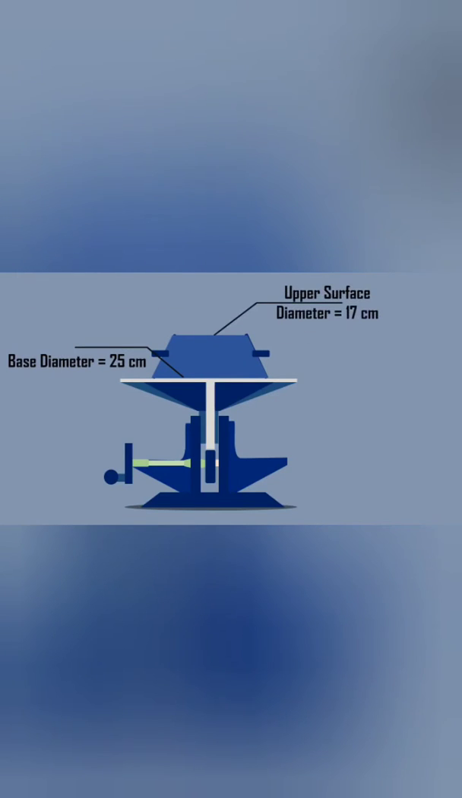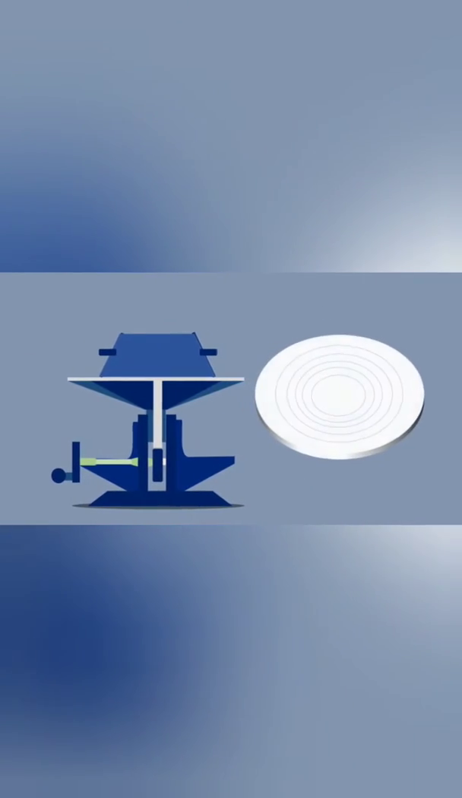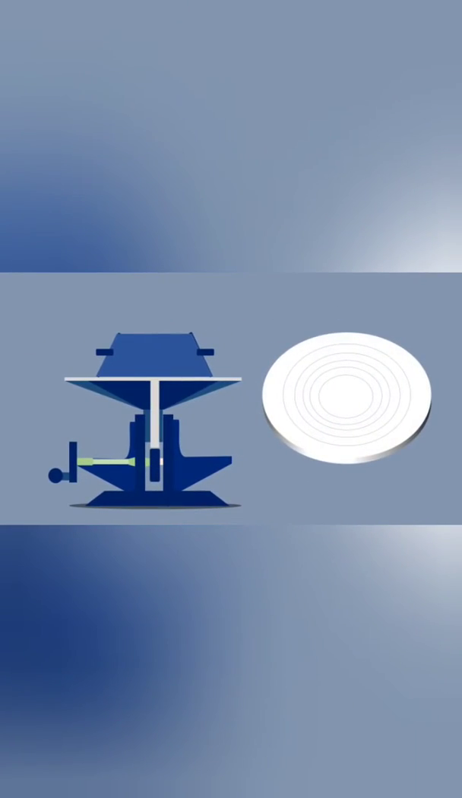The apparatus consists of a mold made of smooth metal casting, in the form of the frustum of a cone with internal dimensions of 25 cm base diameter, 17 cm upper surface diameter, and height 12 cm. And the flow table is about 76 cm in diameter, over which concentric circles are marked.